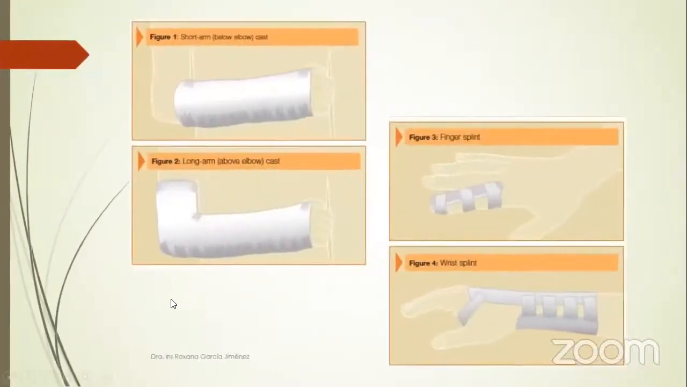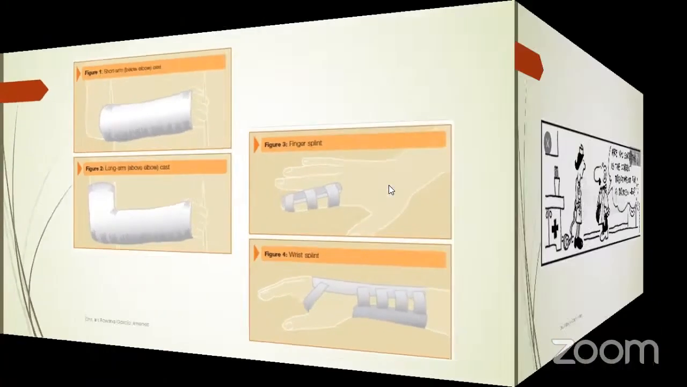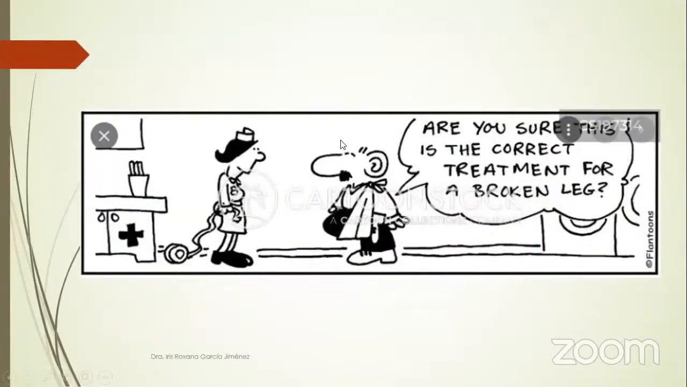But here we have some examples. This is the cast. This is the splint. We have the experience in the emergency department that usually splints are not made in a factory and we have to improvise. We have to create one using some material that is not for this purpose, but we have to give a solution. In that way, splints are easy to make, right?